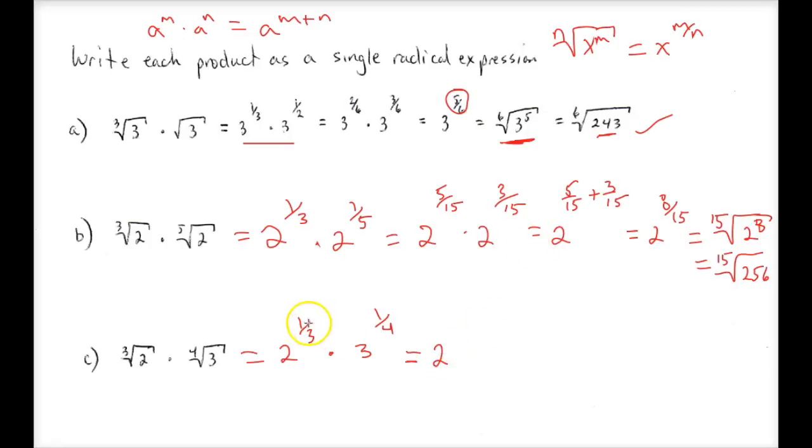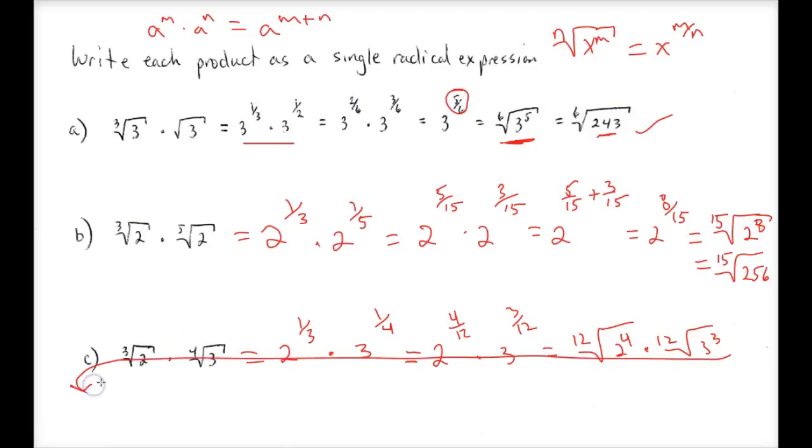So here we know that the least common denominator between 3 and 4 is 12. So here we know that 1/3 is the same as 4/12. And we know that 1/4 is the same as 3/12. So if we did this and we wrote both of these back into radical form, that would be the 12th root of 2 raised to the 4 times the 12th root of 3 raised to the 3. And so now we can actually multiply all of these together. So we'll come over here and finish this up.